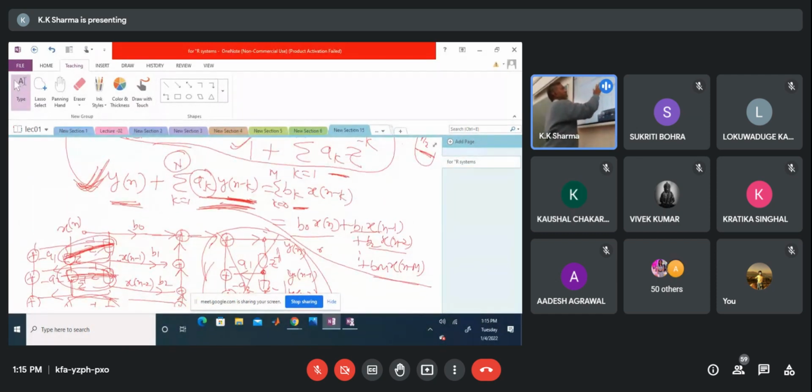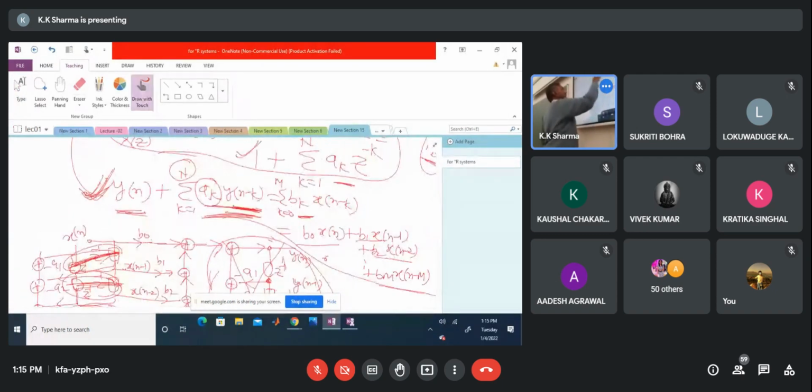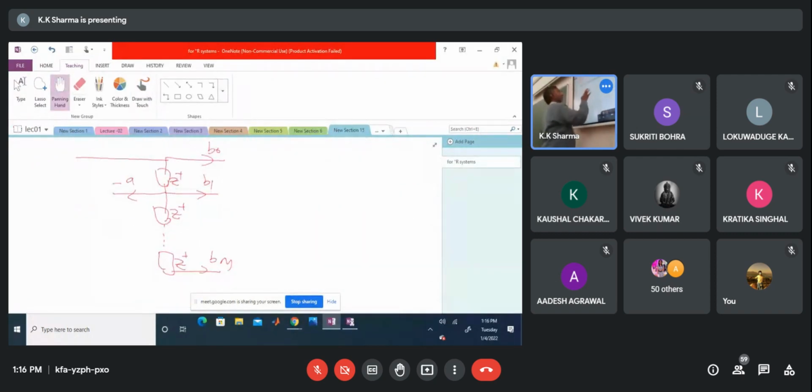Because y of n will be minus of... you have to take this entire term on the right hand side. This term will be going to the right side for implementing y of n. So all AKs will be coming with plus sign or minus sign? Minus, because this entire term will be shifted to the right. So every AK will be associated with minus: minus A1, minus A2, and the last term will be minus AN. We are assuming that capital M is equal to capital N. If it is not, the missing AKs or BKs will be 0.